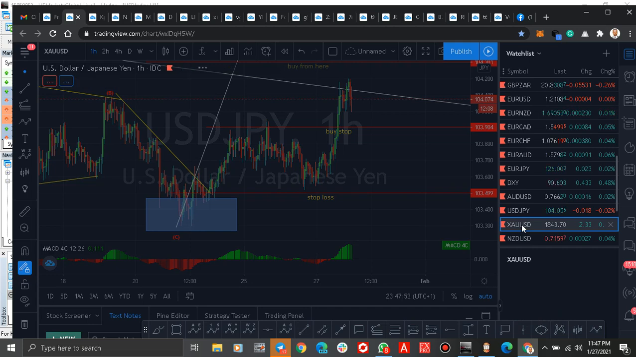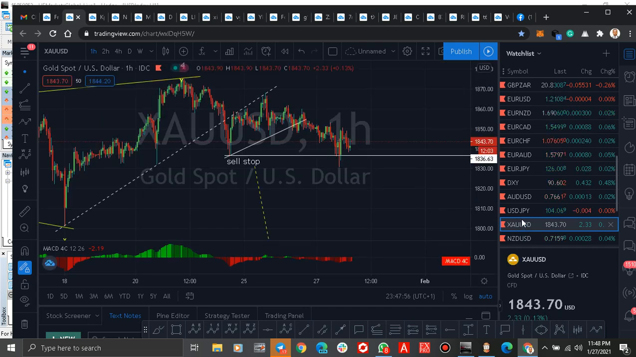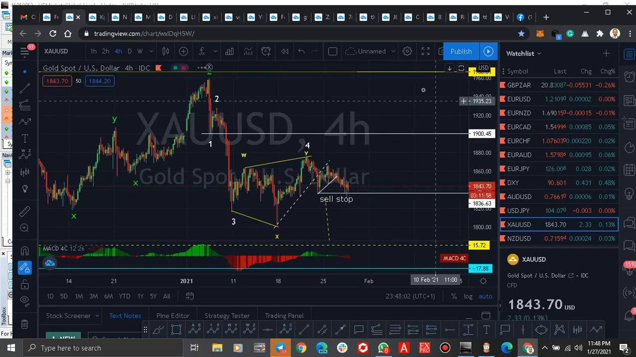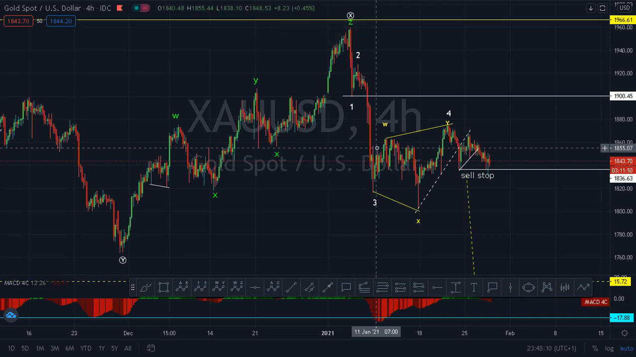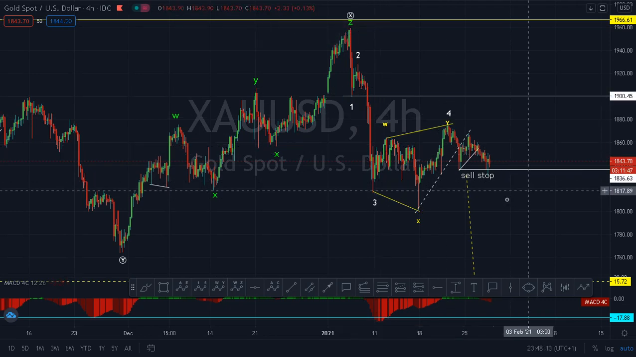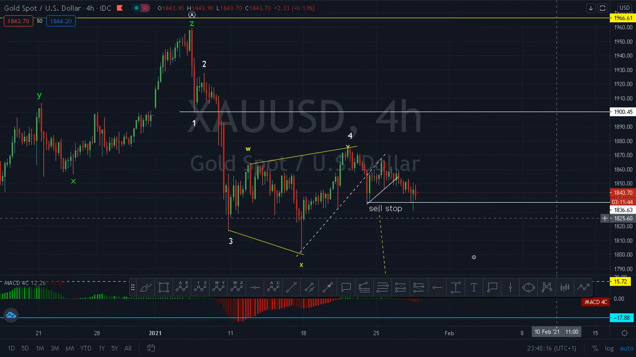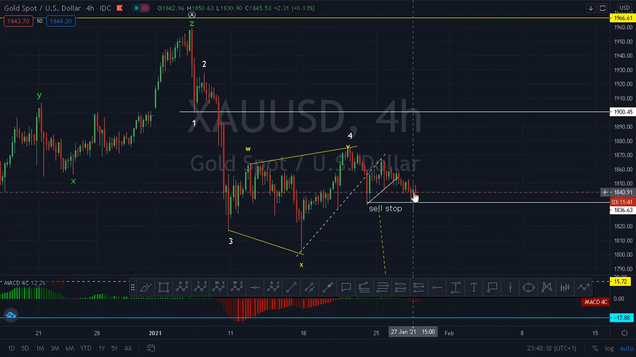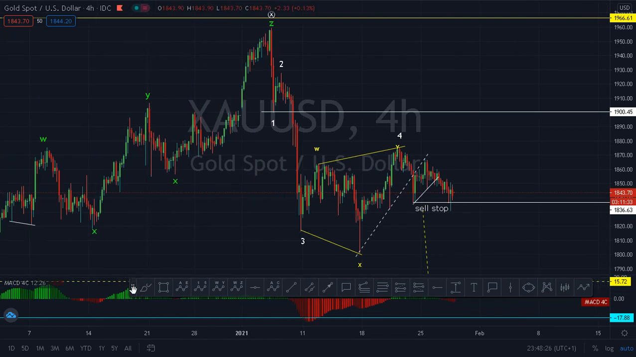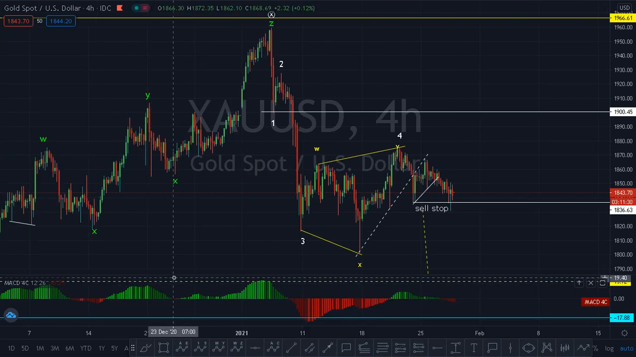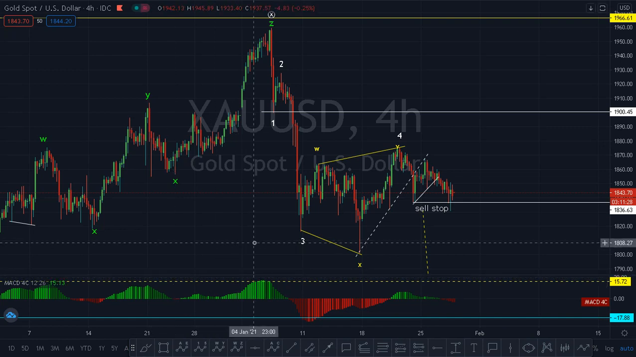Gold, my darling gold, one of my favorite pairs. My gold trade stopped out on break even, giving back some of my profits. What's happened here? This very candle, let me show you. This very candle took some of my profits back. Some people are buying gold. Gold is gradually giving up the selling strength.